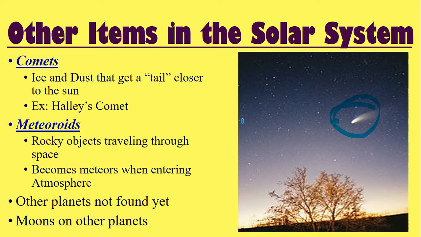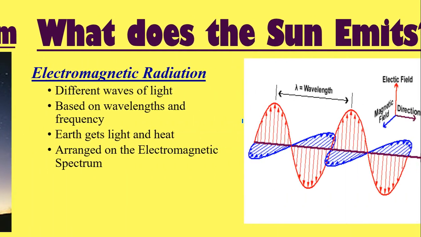There are other planets that we haven't found. We think there are some more dwarf planets out there past Pluto. And there are moons on other planets. Jupiter has moons, Saturn has moons. So there are moons out there other than ours. They're called satellites on other planets. We call ours a moon. But there are the moons of Jupiter as well.